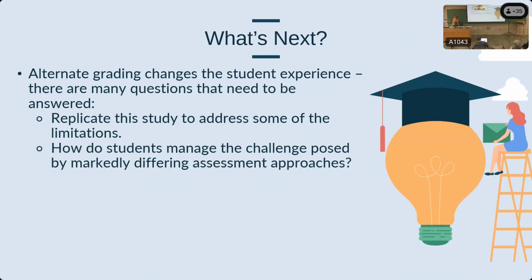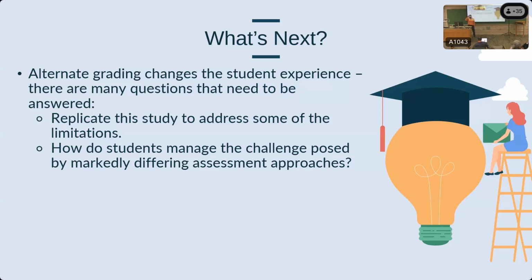So what's next? So this is our starting point. Alternate grading changes the student experience. I've seen that. Hannah saw that as a student, which is what encouraged her to do this research. There's many questions. There's no real research out there. Aside from Spurlock and Chamberlain, the research on the impact on motivation is relatively sparse. So our first step is to replicate the study to address some of the limitations that we talked about.